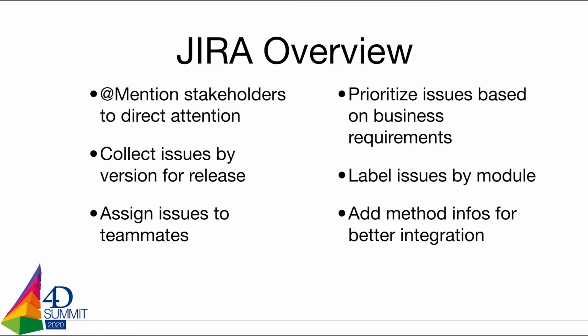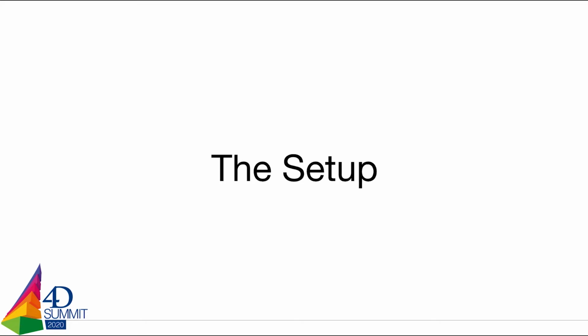You can collect issues and versions for release, assign issues to teammates, and prioritize issues based on business requirements, labeling them by module, which is also a nice thing to do. These are our email issues, these are web API issues, that kind of thing. And you can even add your 4D method references for better integration. You can say this issue has fixes in this method or in this form, or anything. Any way that you want to reference a piece of code in JIRA is always a nice way to hook it back to your project.